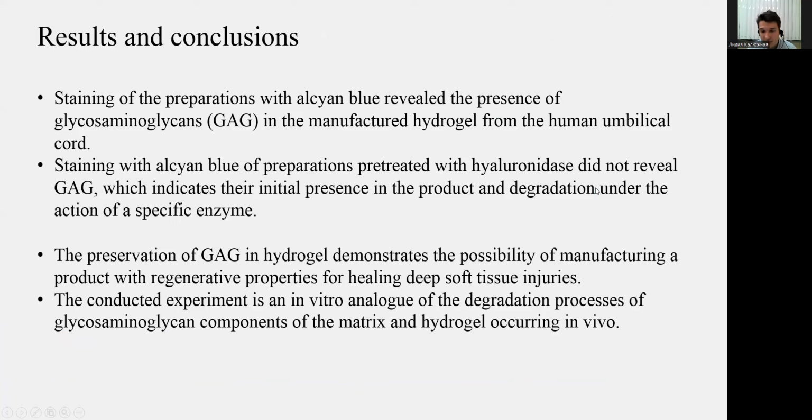Thus, we revealed the presence of glycosaminoglycans in the manufactured hydrogel from the umbilical cord. The applied technology of hydrogel production using sodium hydroxide solution and solubilization with pepsin demonstrates the possibility of creating a product with preserved regenerative properties of native tissue. Treatment of histological preparations of the tissue-engineered product with a specific enzyme, hyaluronidase, and staining with Alcian blue allow us to confirm the initial presence of an important regenerative component.